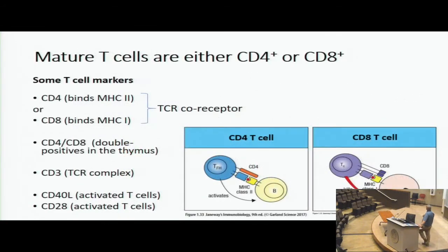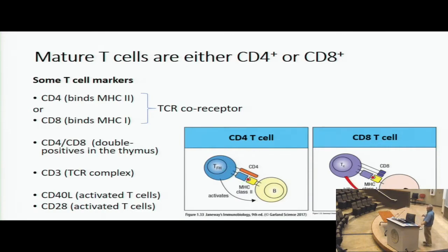We looked at some markers of B cells. Let's look at some markers of T cells. The best markers we have are what's called CD4 and CD8. I don't know if you've heard of those. This is a CD4 positive T cell, and you'll see that there's a CD4 molecule, and it actually helps the T cell receptor bind to the MHC. And this is very dogmatic: a CD4 cell will only recognize antigen in the context of what's called a class 2 MHC.